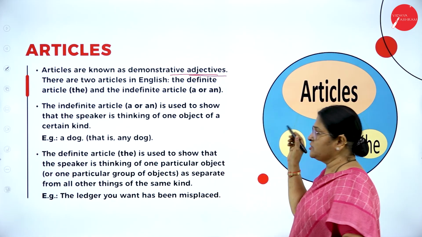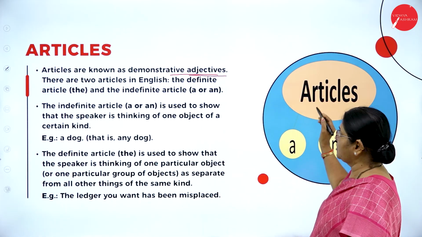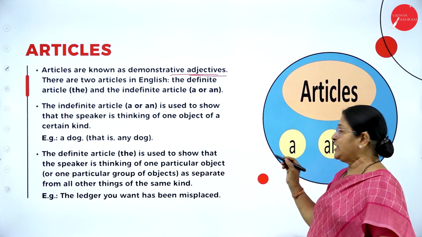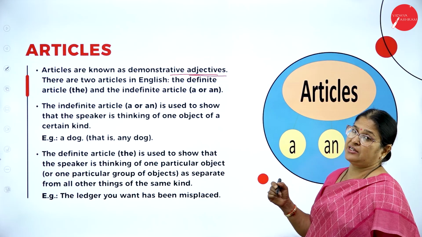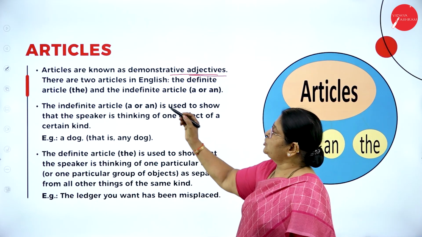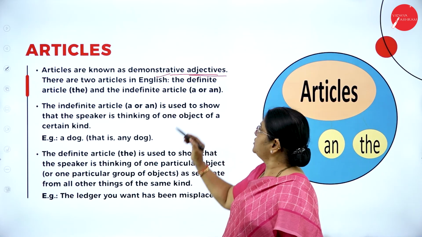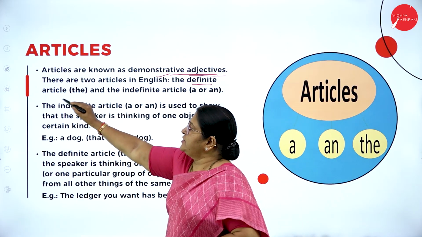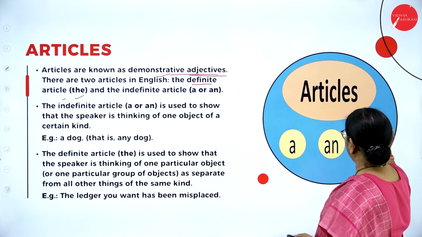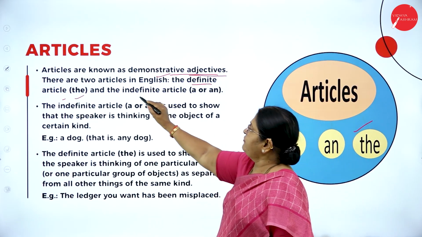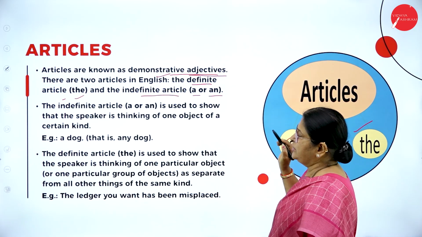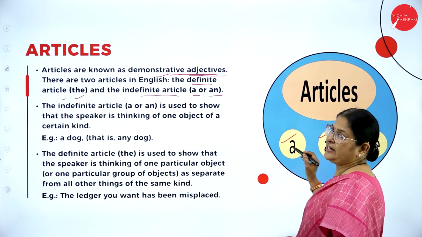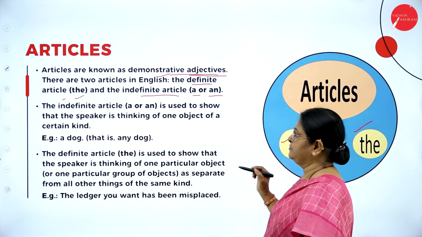So here you can see in this picture, a, an and the are called articles. Among a, an and the, which are called definite articles and which are called indefinite articles, let us know about it. So there are two kinds of articles in English. The definite article is the, and the indefinite article is a or an. So the definite article is the and the indefinite article is a and an.